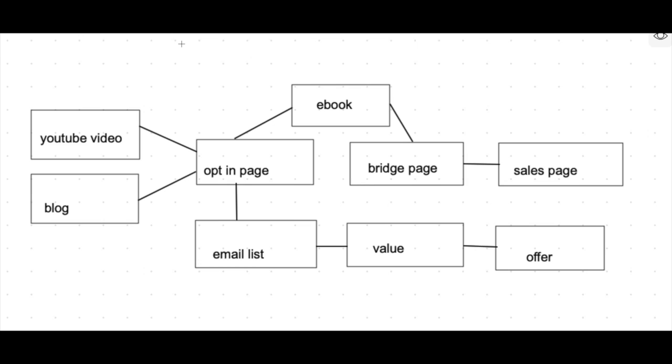This is what it's going to look like. First of all, you're going to have to create some YouTube videos, or a blog, it doesn't matter, and that's how you're going to get traffic. People will land on your videos or on your blog posts, and you'll be creating so much value in there. And what you're going to do is give them a free ebook.